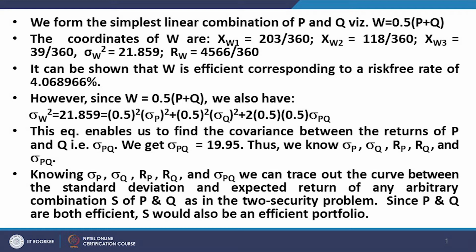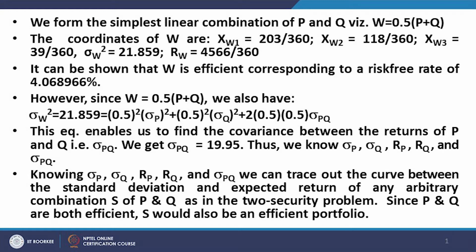But W consists of half of P and half of Q. Therefore, the variance of W, which we have derived as 21.859, must also be equal to (1/2)² sigma P square plus (1/2)² sigma Q square plus 2 into covariance of P and Q into 1/2 into 1/2. This is the standard formula for the variance of a 2 security portfolio. Now P and Q are the 2 securities. As I mentioned, it does not matter if we have a security or a collection of securities called a portfolio. It is simply a nomenclature.